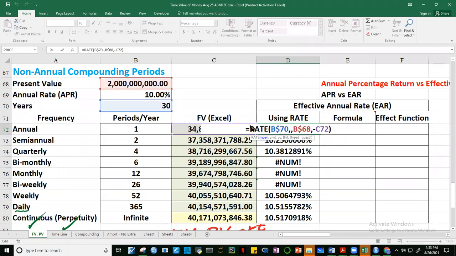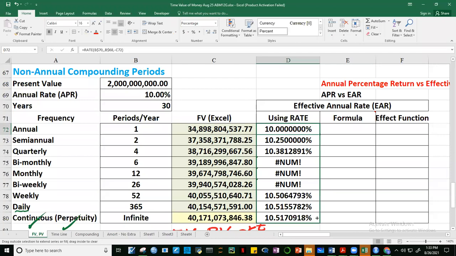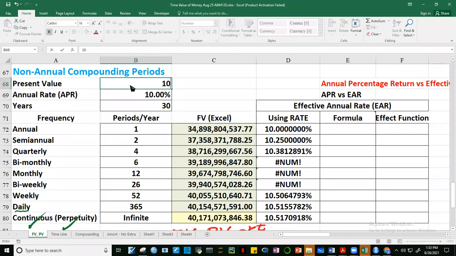So this is NPER is 30 years. PMT, ignore, wala. Present value natin is 2 million. And then future value natin is tama naman. Dala, ibalik ko lang sa 1 million to. Let me check.